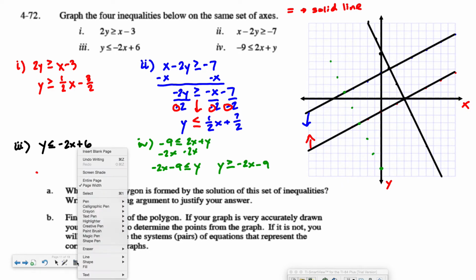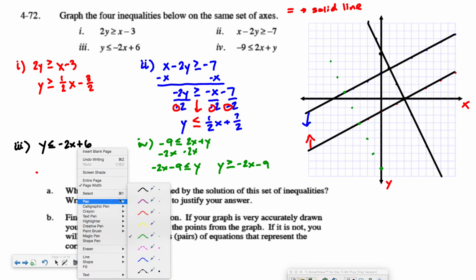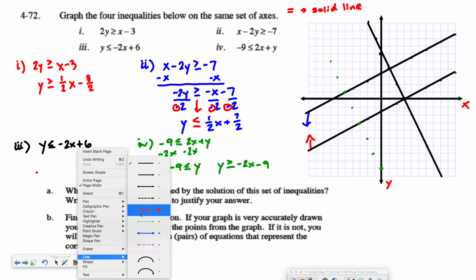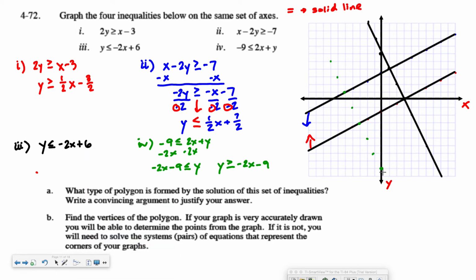And let's put that line in. Let's start down here. Let's just shoot up this way. Now, with this one, we're looking at all the values that are greater than or equal to negative 2x minus 9.